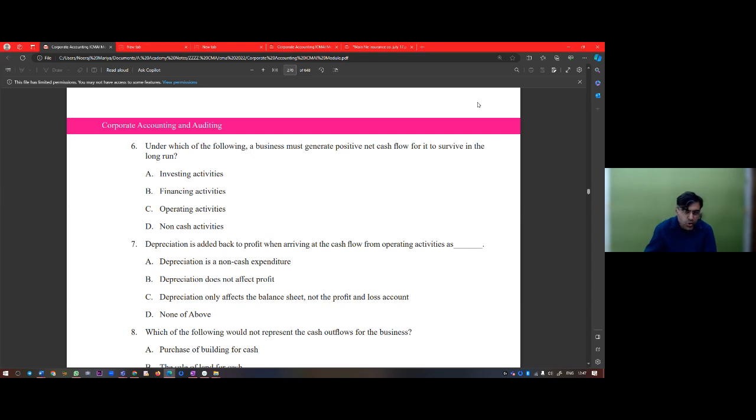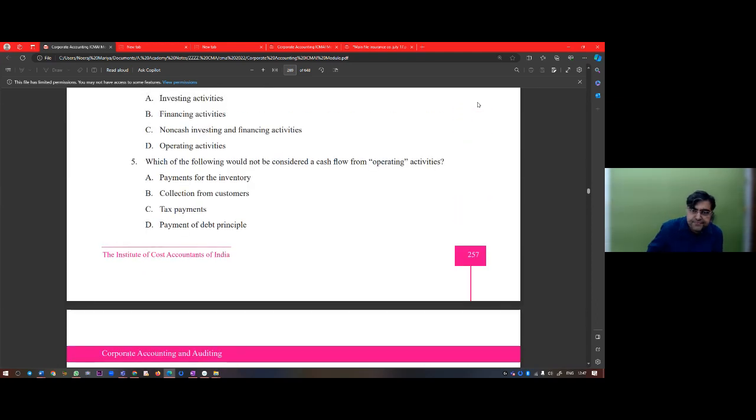Answer is 6, operating activities. Payment of debt principal, D. 5th is D.